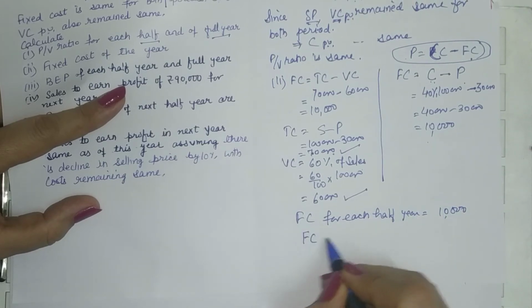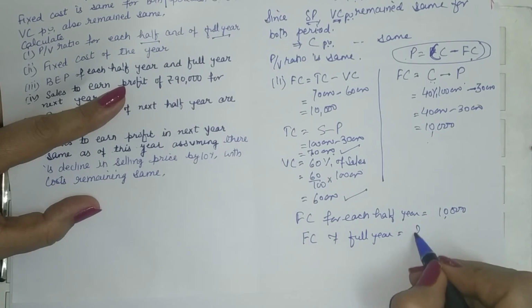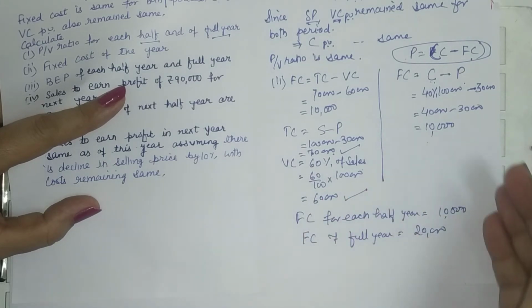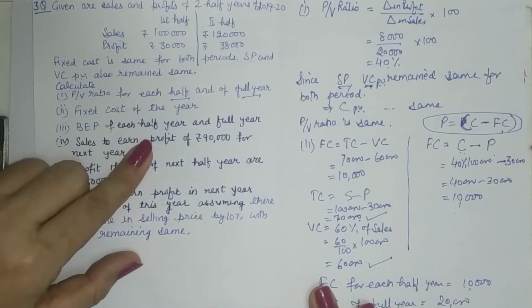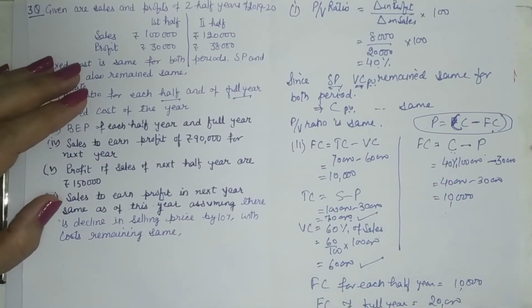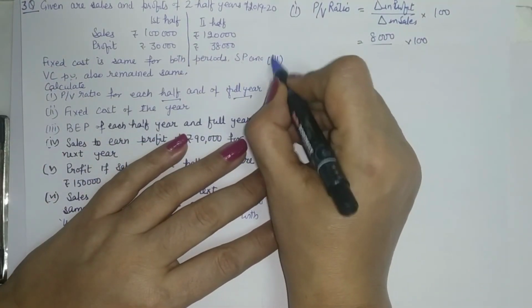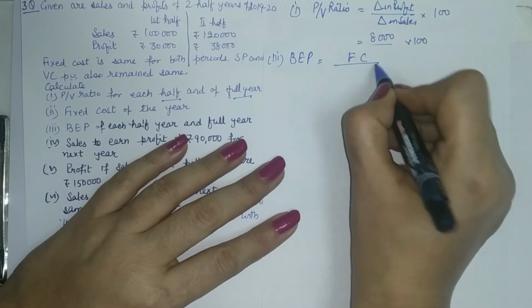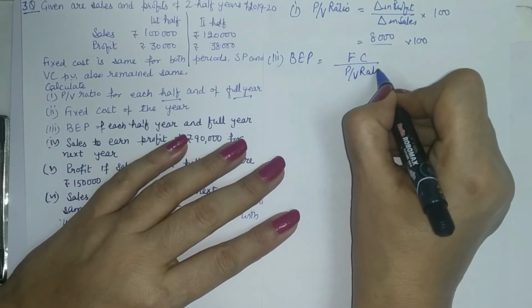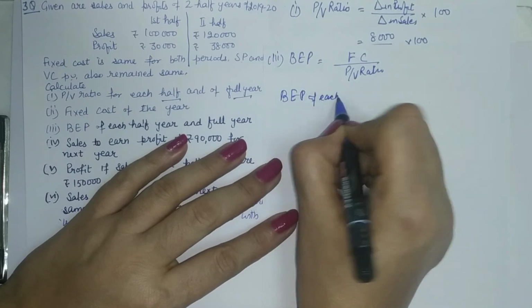So fixed cost of full year will be 20,000, 10,000 plus 10,000, right? Now next is break even point of each half year and of full year. So we have to calculate break even point. Now the formula of break even point is fixed cost upon PV ratio.